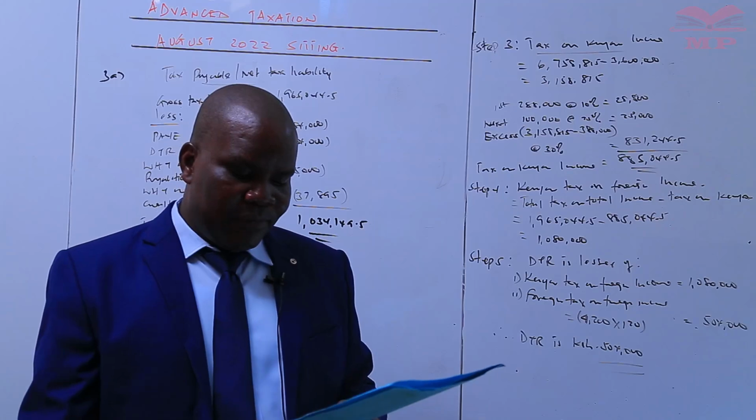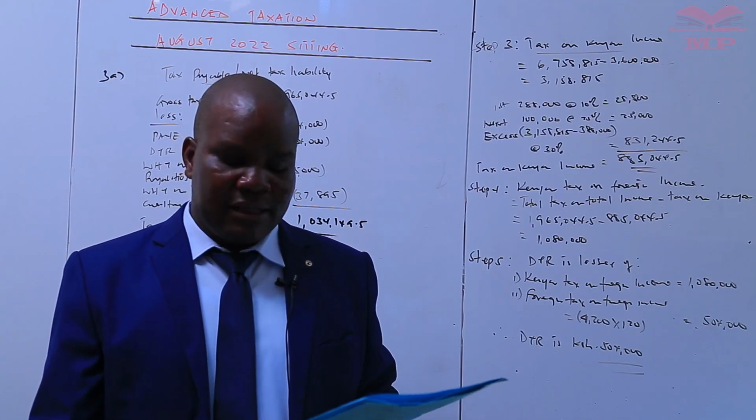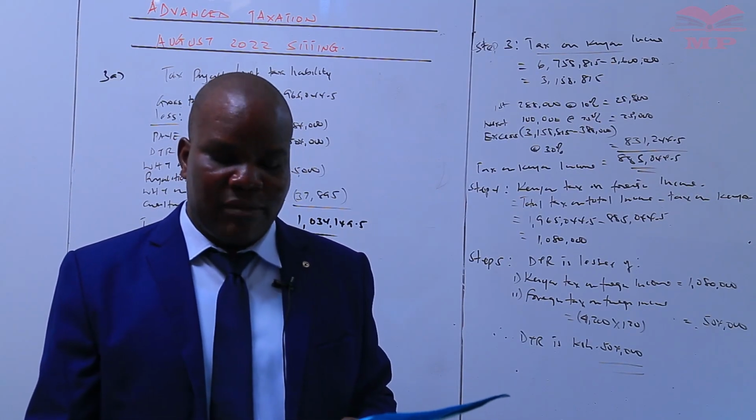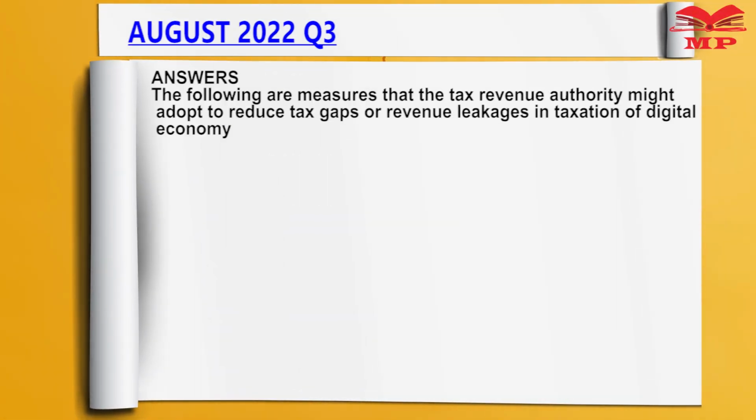So as I said, in such a theory question, first have what we call an introductory statement. So you could put it like this. The following are measures that a tax revenue authority might adopt to reduce tax gaps or revenue leakages in taxation of the digital economy. Then explain as many as you want.